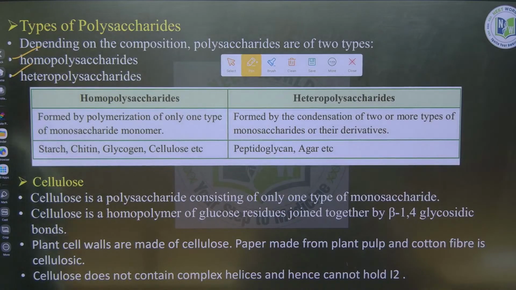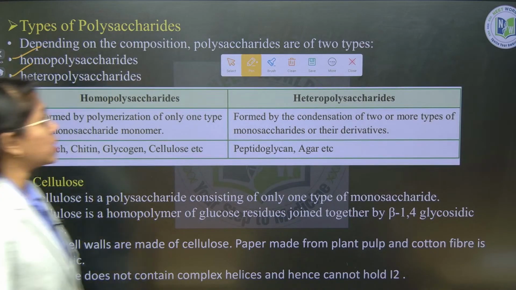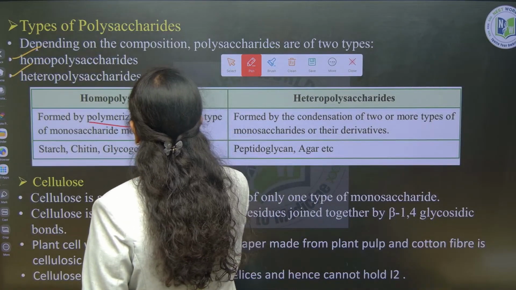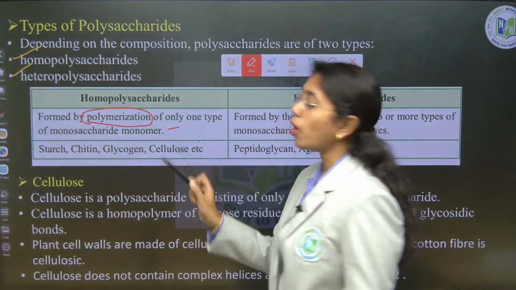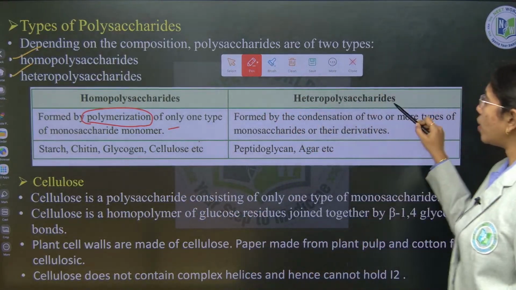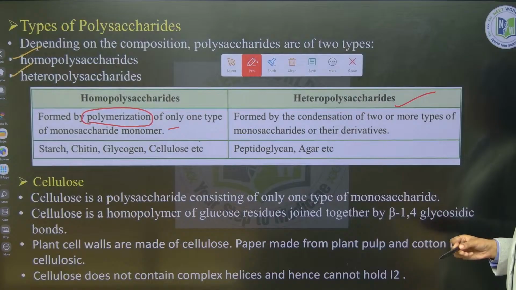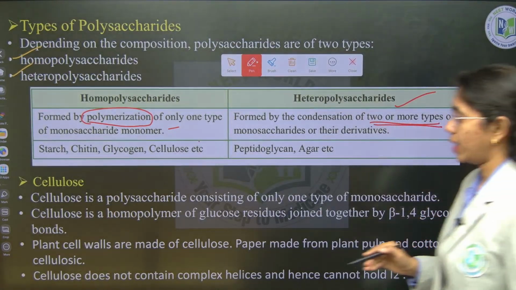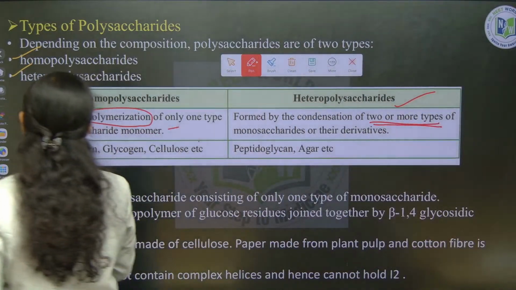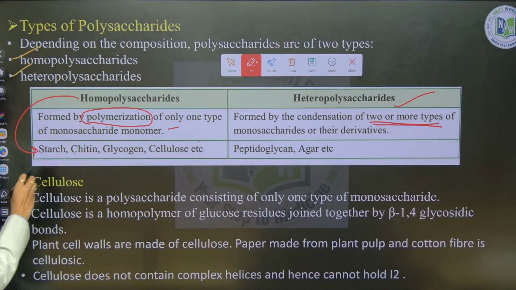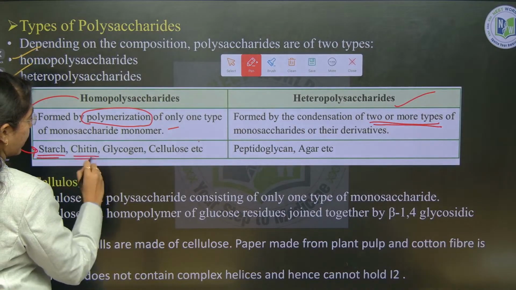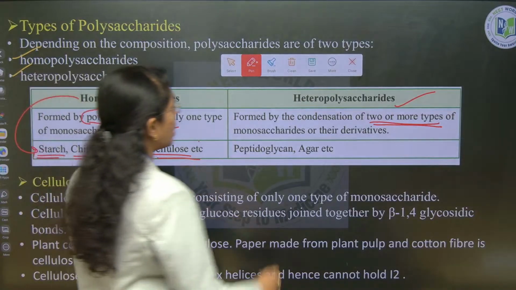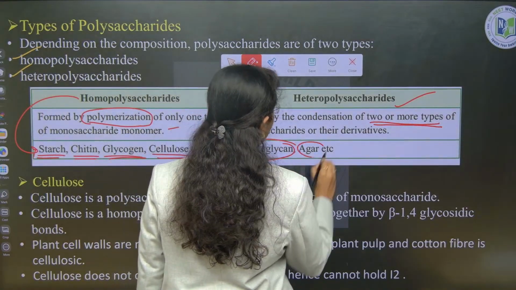Homopolysaccharides are formed by polymerization of one type of monosaccharide monomer, and heteropolysaccharides are formed by condensation of 2 or more types of monosaccharides and their derivatives. Remember the examples properly. Examples of homopolysaccharide are starch, chitin, glycogen and cellulose. Heteropolysaccharides include peptidoglycan and agar.